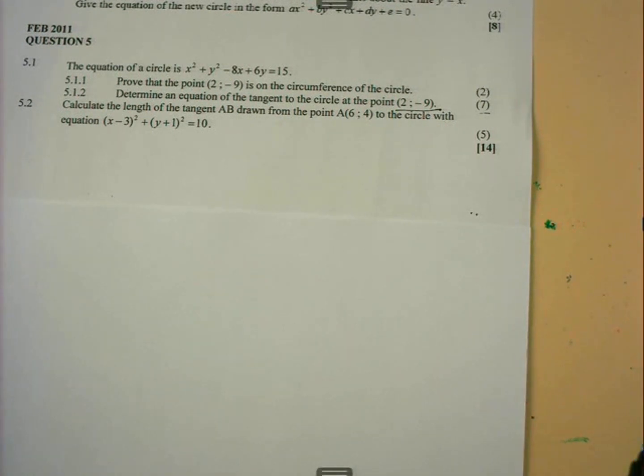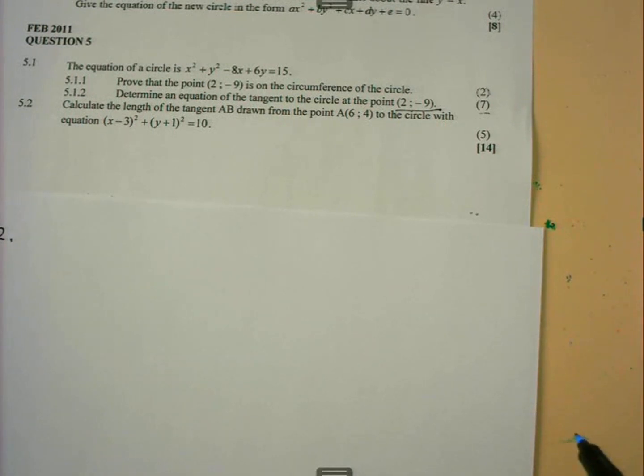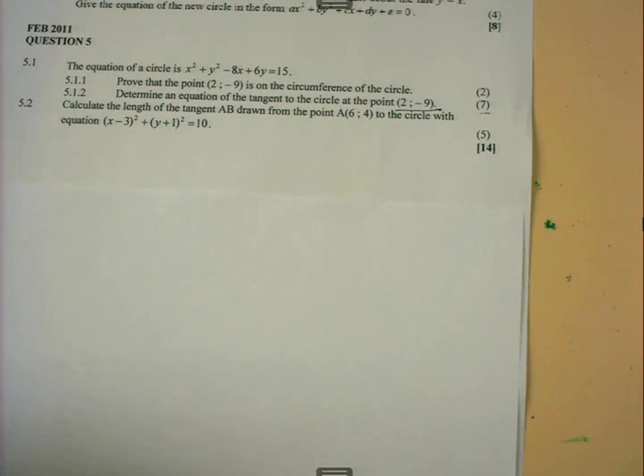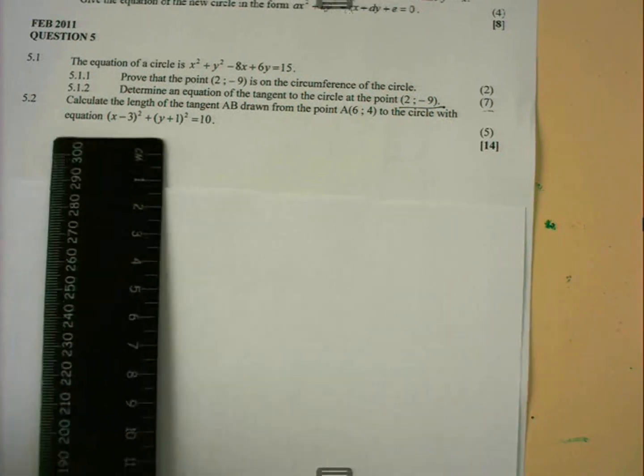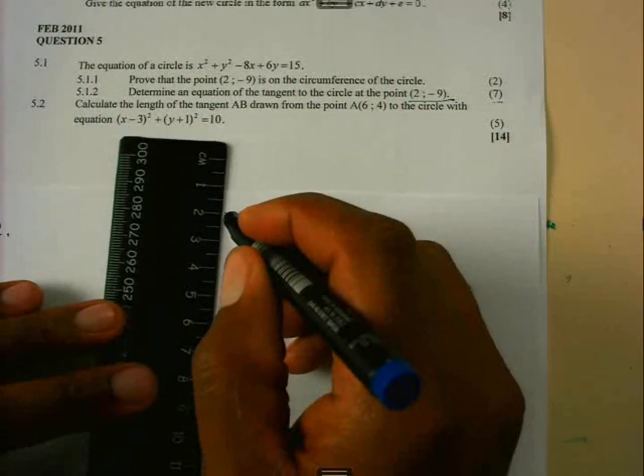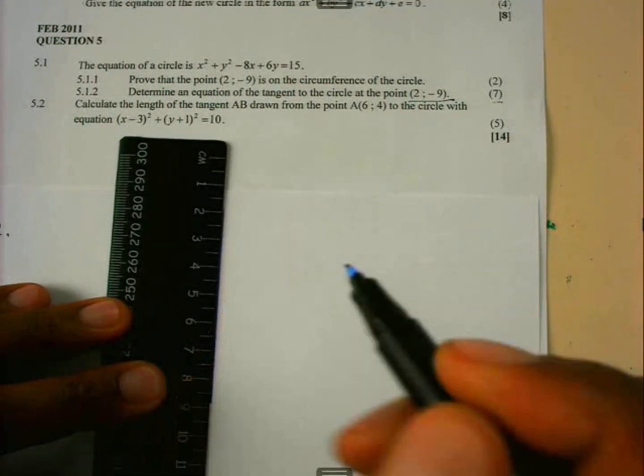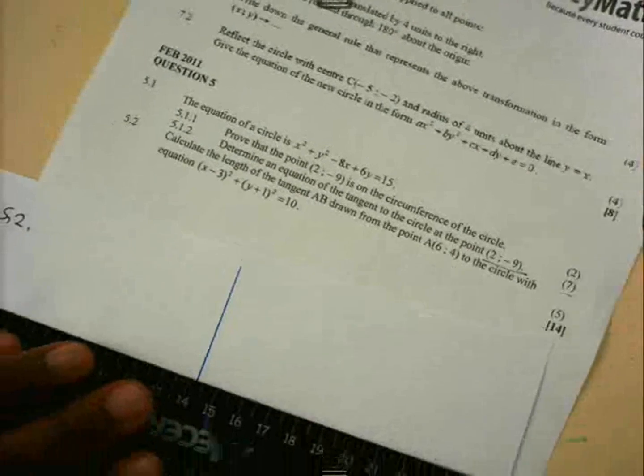Let us see, boys and girls, what is it that we're going to do here? The length of the tangent AB drawn from the point A to the circle of the equation (x minus 3) all squared plus (y plus 1) all squared is equal to 10. Right, let me try to have a sketch for this one. Boys and girls, this is going to be a rough sketch so that at least we can have a picture of what we are going to do here.